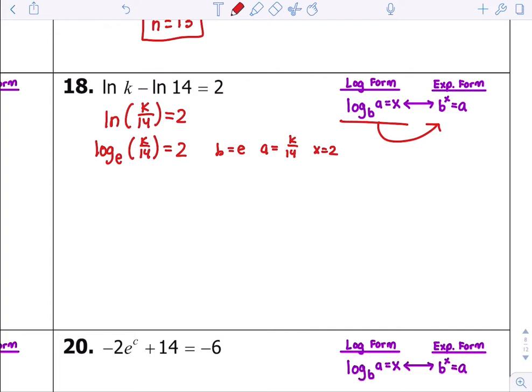Now let's just change it to exponential form. So exponential form has a b first, which is our e. It's raised to the x power, so our x, you guys, is 2. And that's equal to the a value, which is k over 14. And now to solve for k, let's just multiply both sides by 14. This cancels, so then k is going to equal 14e to the second. So we're just going to do 14 times e to the second power, and we get k is roughly 103.45.